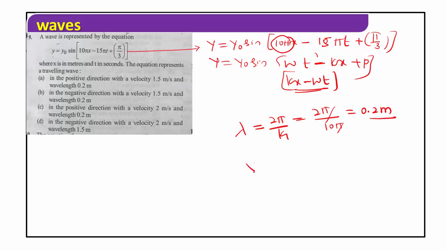But the wave speed v is equal to omega divided by k. Omega is equal to 15π, divided by 10π. Again π gets cancelled. We get only 1.5 meter per second. 0.2 meter and 1.5. Hence, in the positive direction with the velocity 1.5 meter per second with the wavelength of 0.2 meter, it is the right answer for this question, along the positive direction, not negative direction.